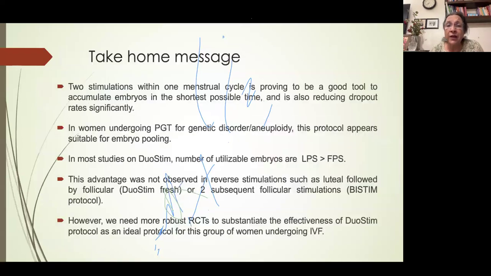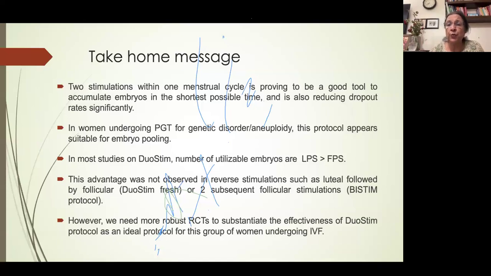So the take-home message is 2 stimulations within 1 menstrual cycle is proving to be a good tool to accumulate embryos in the shortest possible time, and is also reducing dropout rates significantly. Pre-IVF counseling is a must to be able to make these girls understand. And once they understand, they sometimes go through 2 duo stimulations. They are so tempted to collect embryos. We tell them, you are young, we already have 2 or 3 good embryos, go through a transfer. They say, no, I want more. I don't want to go through this again.